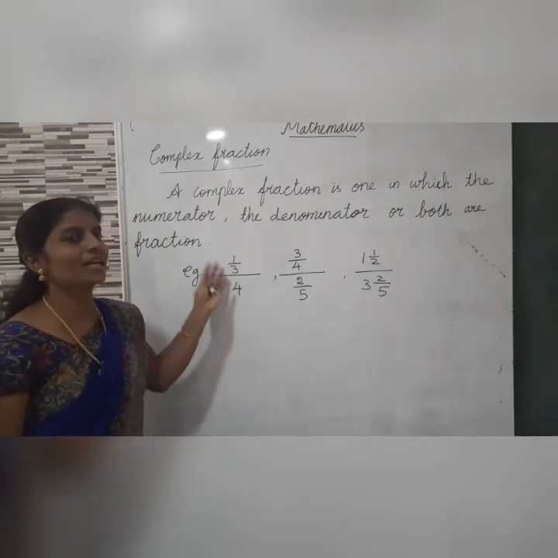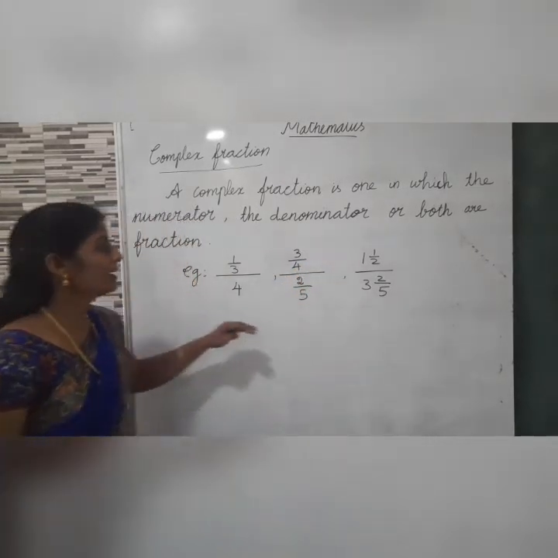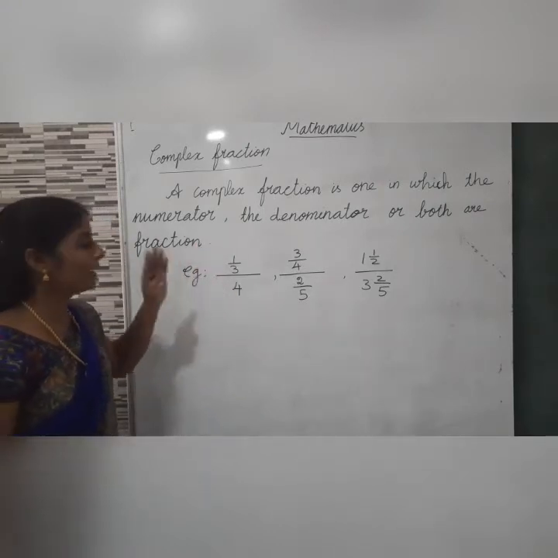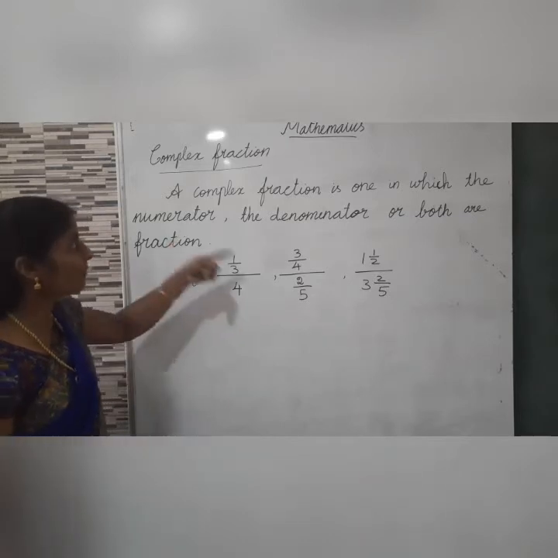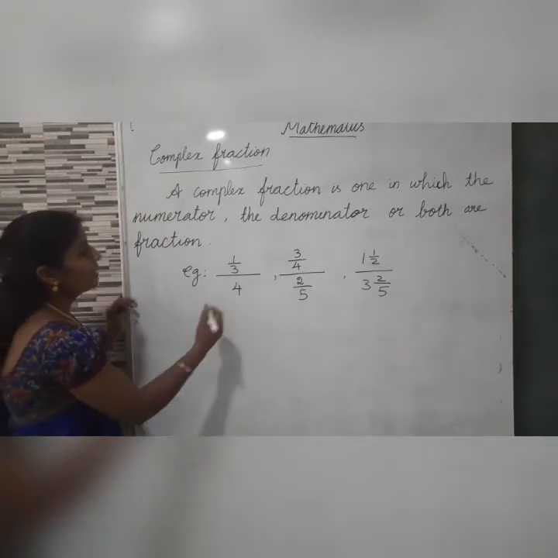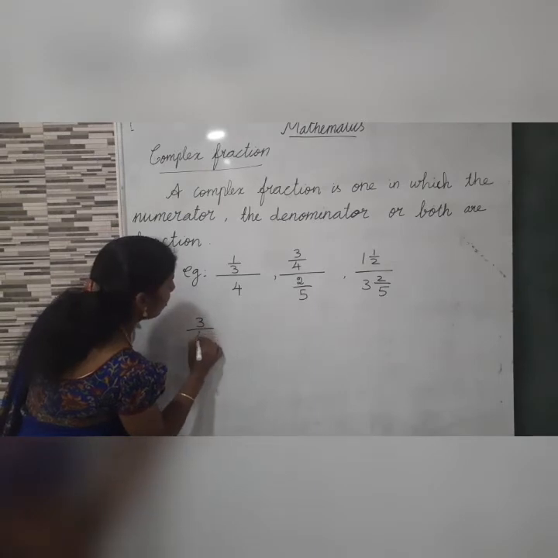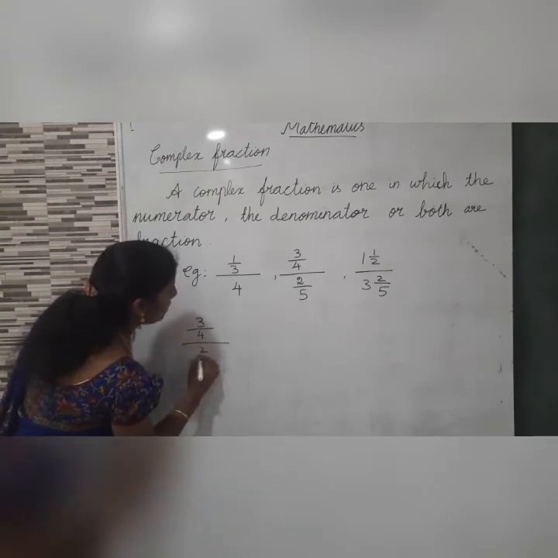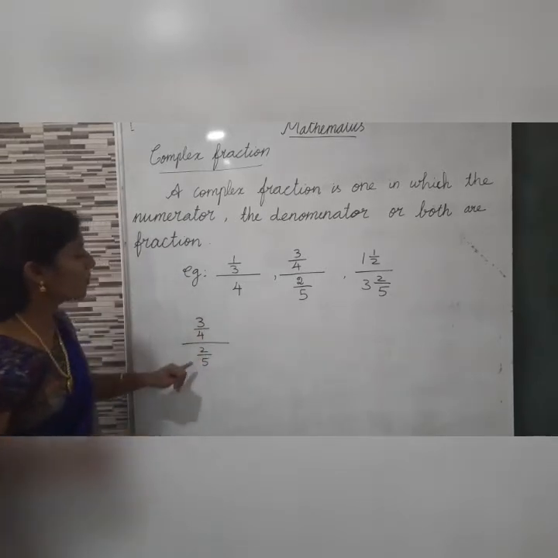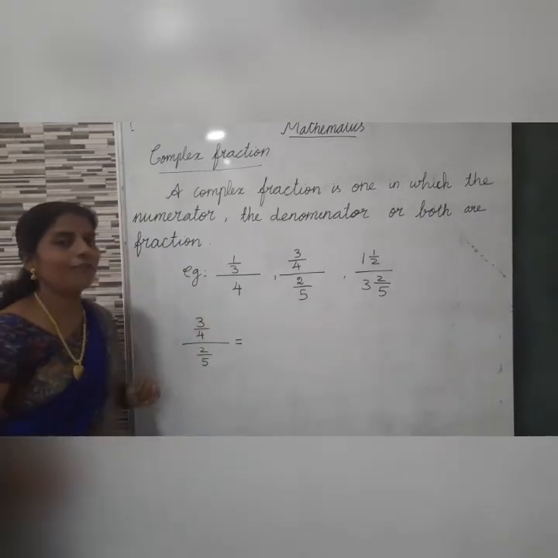The fraction may be proper fraction, improper fraction, or mixed fraction. If the numerator and the denominator, or only the numerator, or only the denominator is in fraction form, that fraction is called complex fraction. Now suppose I am taking this fraction: 3 by 4 divided by 2 by 5. This is a complex fraction. Now, how can you simplify this?